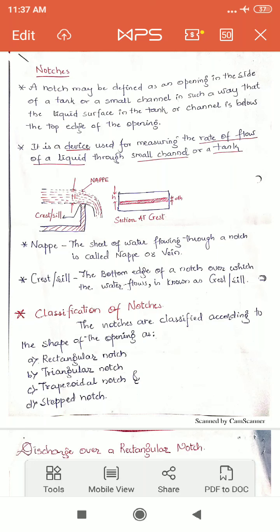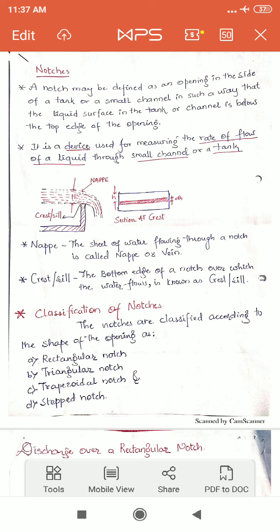Morning everyone. Today we'll discuss the next topic, that is notches. So let's see the definitions. A notch may be defined as an opening in the side of a tank or a small channel in such a way that the liquid surface in the tank or channel is below the top edge of the opening. Okay, so you can see here how the notch in the channel is.